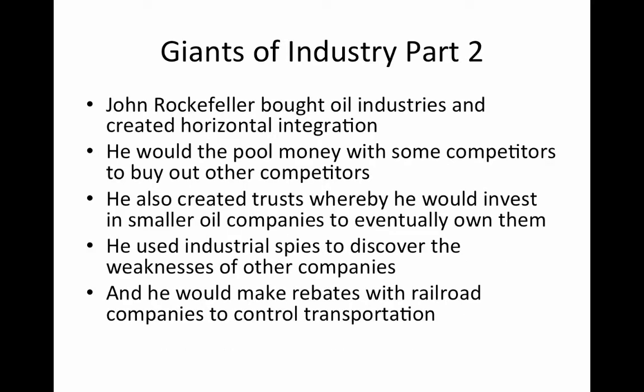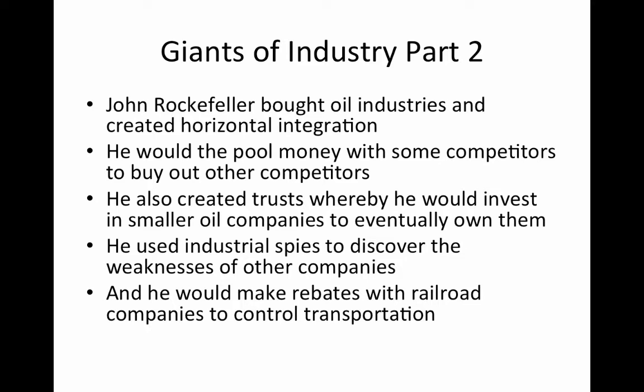Giants of Industry, Part 2. John Rockefeller bought oil industries and created something called horizontal integration. He would pool money with some competitors in order to buy out other competitors. He also created trusts, whereby he would invest in smaller oil companies to eventually own them.